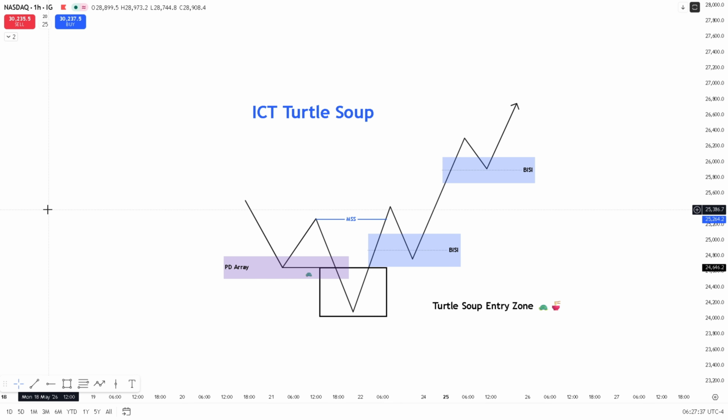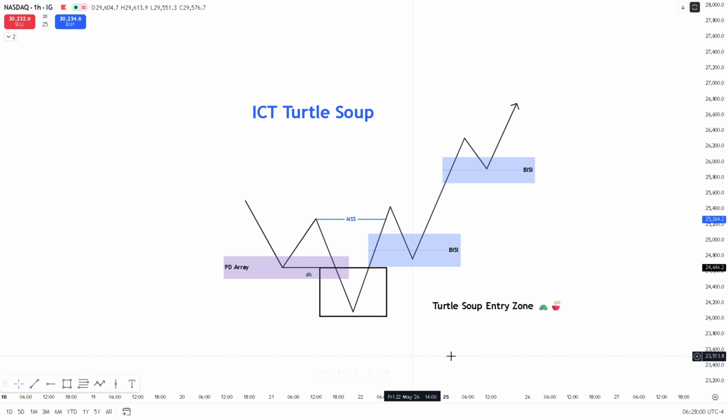Today we want to talk about ICT turtle soup, entry zone. Turtle soup is something not many people talk about. It is simply perch and reverse. If you know, like we sweep a low or sweep a high and we reverse to the opposite direction. Now, turtle soup is simply this.